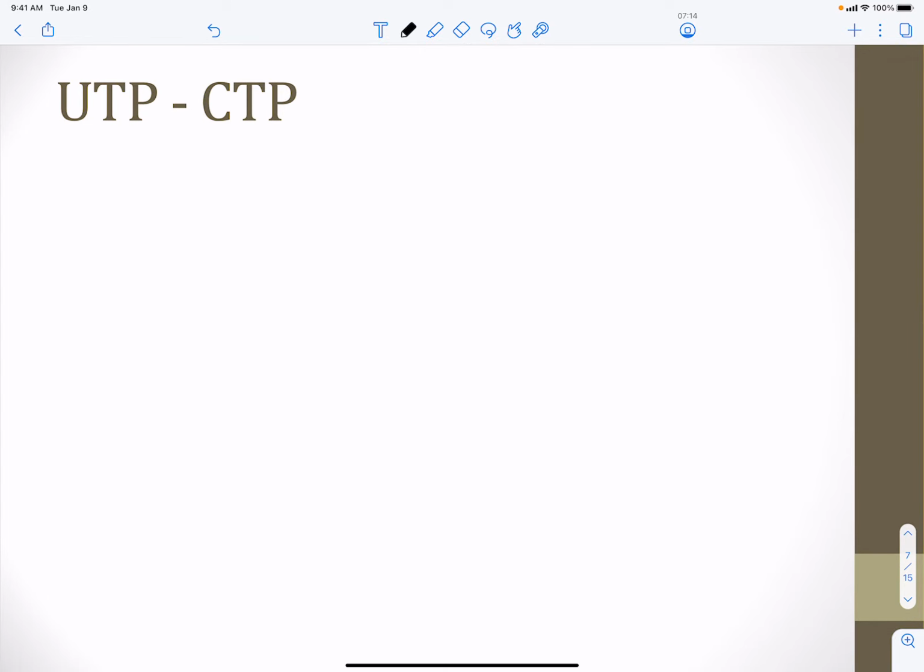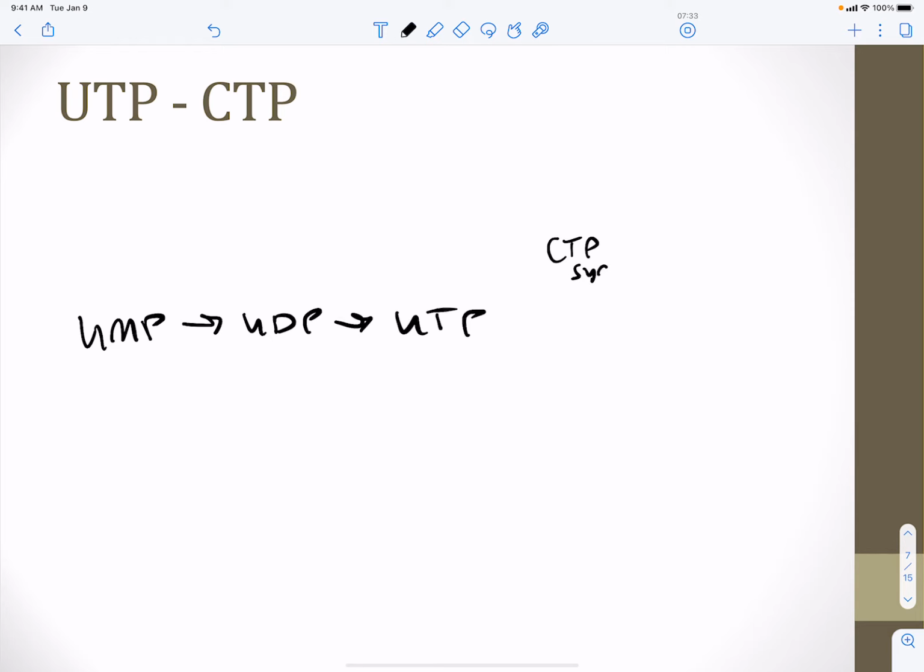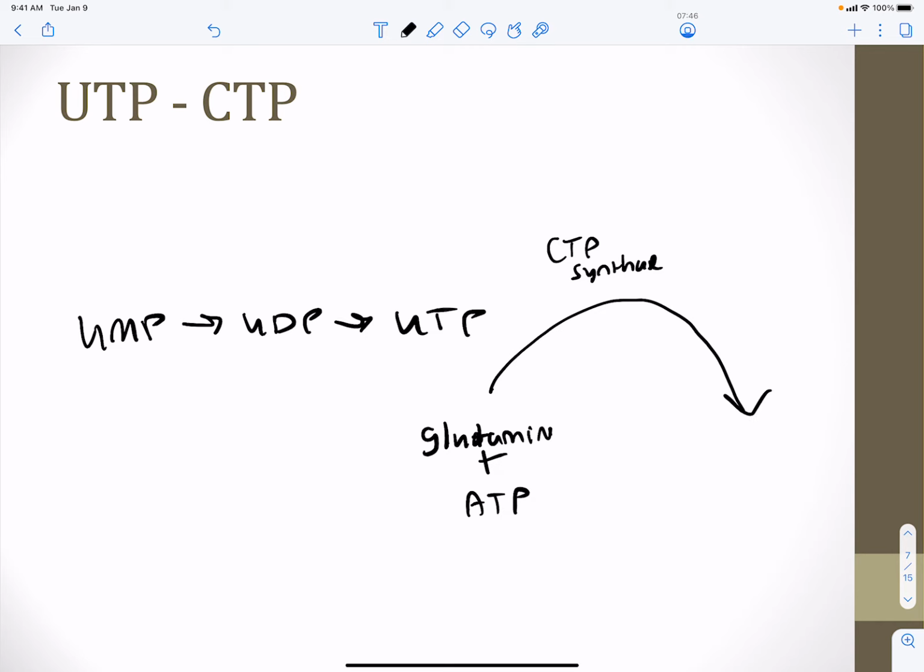Now, once you have your UTP formed, we had our UMP, which is going to go to UDP, which is going to go to UTP. And once that's formed, you have CTP synthase. And this is going to be with glutamine plus an ATP. You are going to get CTP and glutamate.